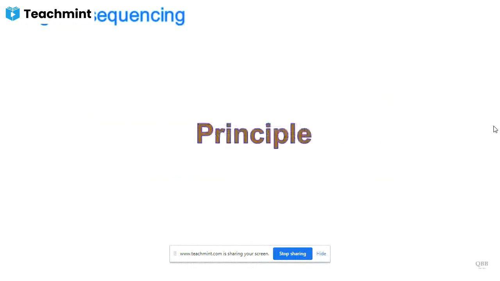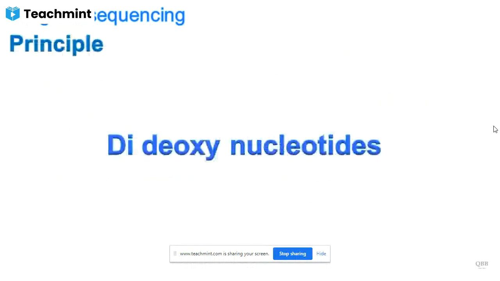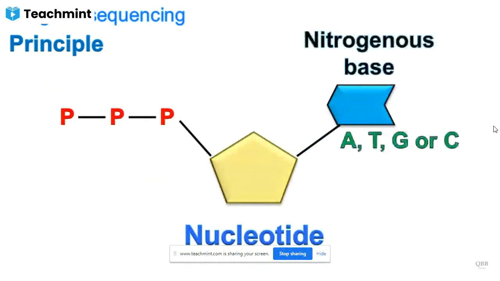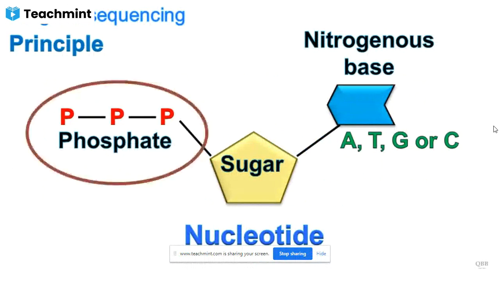Sanger sequencing is based on dideoxynucleotides in the DNA polymerizing reaction. Let's understand what dideoxynucleotides are. The nucleotide has three components: the nitrogenous base, which can either be A, T, G, or C, the sugar residue, and the phosphate attached with the sugar residue. When all three components are present, it's called a nucleotide. If the phosphate is absent, then it's called a nucleoside.